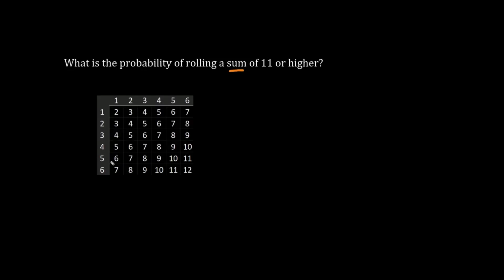What is the probability of rolling a sum of 11 or higher? We begin by drawing this sum table, and we can see that the only way to roll 11 or higher is here, here, and here. We either roll 6 and 5, or 6 and 6. So there's 1, 2, 3 different ways of rolling a sum of 11 or higher. That's 3 out of 6 times 6, which is 36 possibilities. Dividing top and bottom by 3, we have a 1 in 12 chance of this happening.